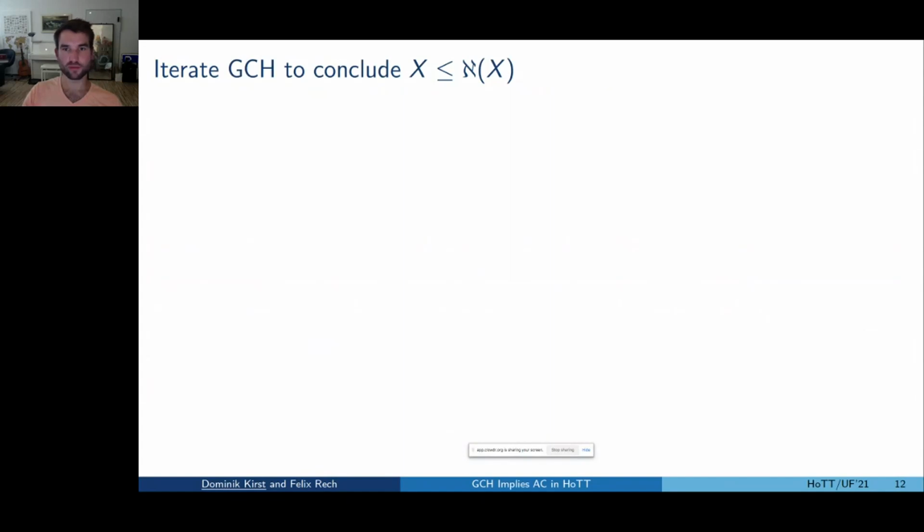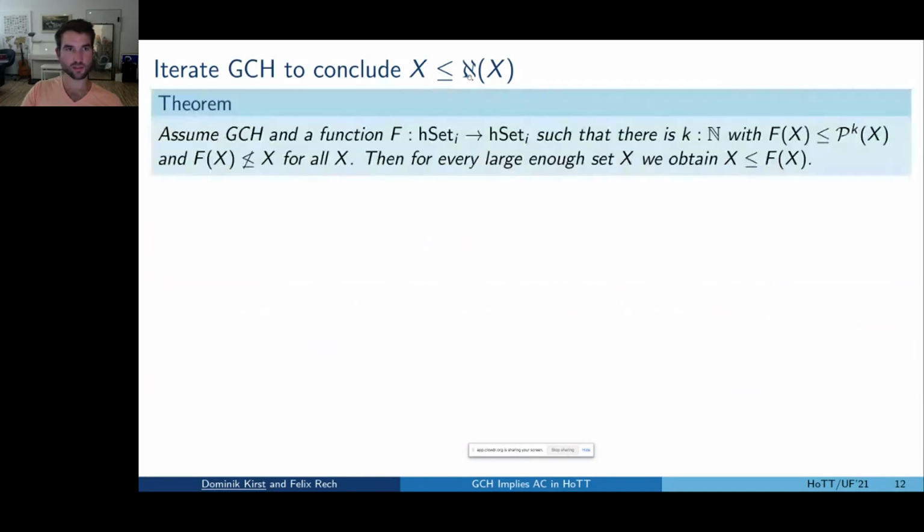Okay, so now we have the ingredients in place and we can look at the main construction. So we want to show that X embeds into its Hartogs number. And we do this in a more general way. So we abstract away and say that for every function on sets that preserves the universe level, which has similar properties as the Hartogs number, so it's bounded by some finite iteration of the power set, and you never have f of x below x, then we can show that for every large enough set, in the sense as before, X embeds into f of x.